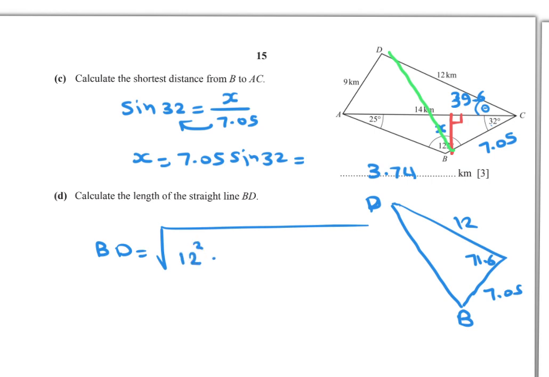BD squared equals 12 squared plus 7.05 squared minus 2 times 12 times 7.05 times cos 71.6. So BD equals 11.8.